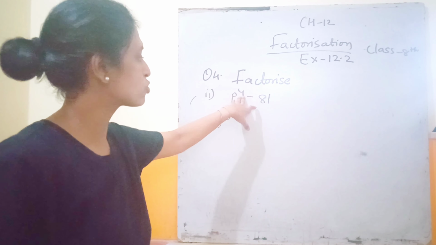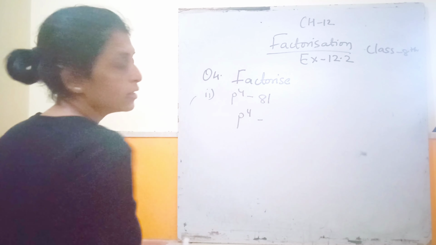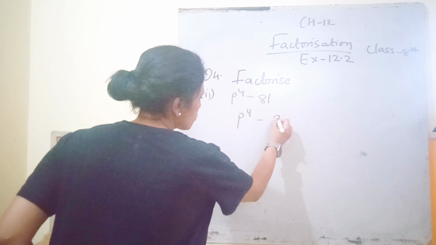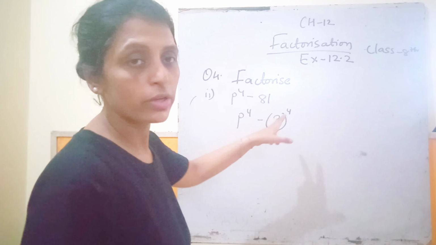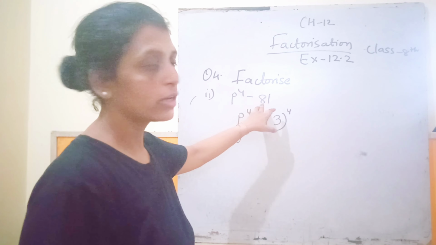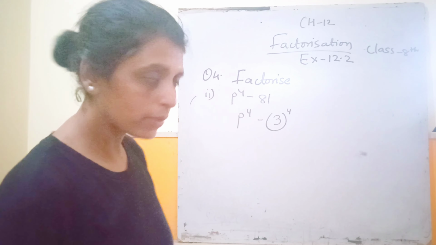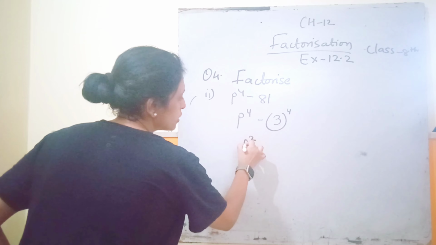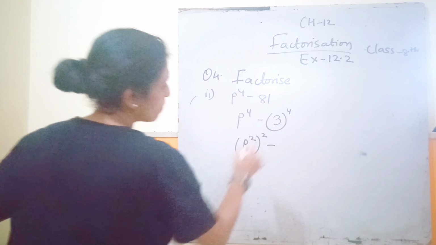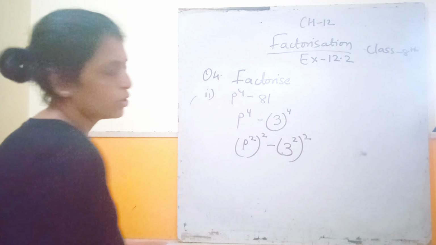Coming to the second part, we have p raised to power 4 minus 81. You know that 81 can be expressed as 3 raised to power 4, isn't it? 3 into 3 into 3 into 3. It means when we multiply 3 four times, we get 81. Now this p raised to power 4 can be written as p square to the whole power 2 minus 3 square to the whole power 2.